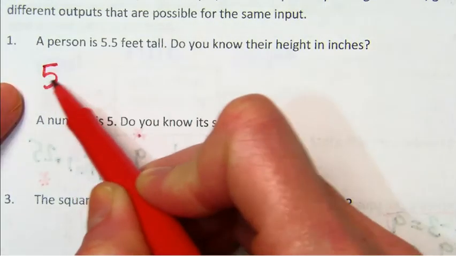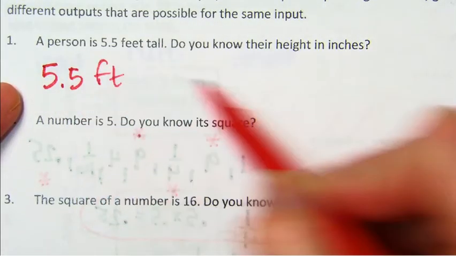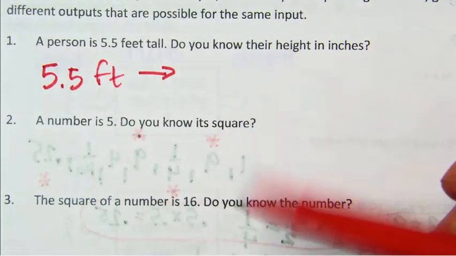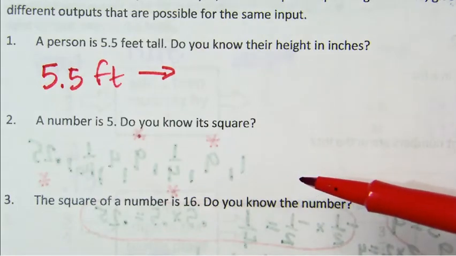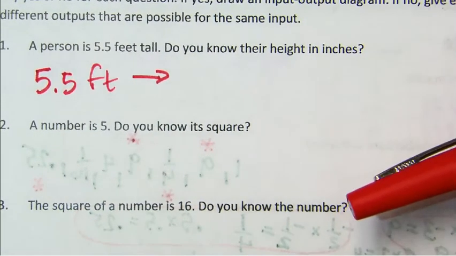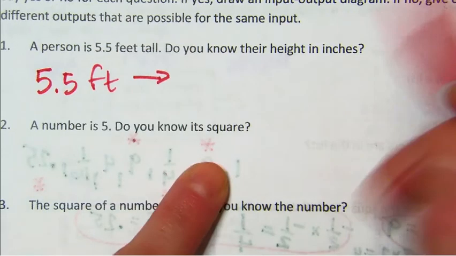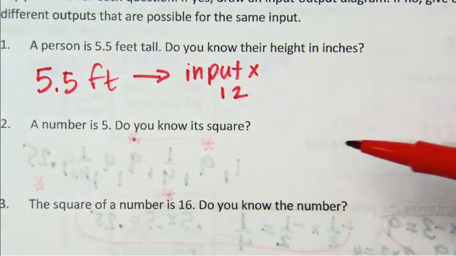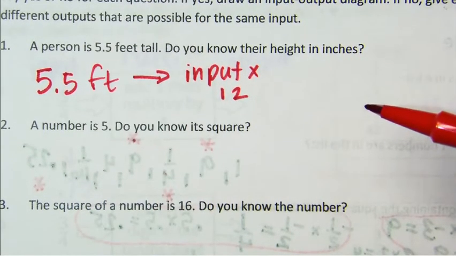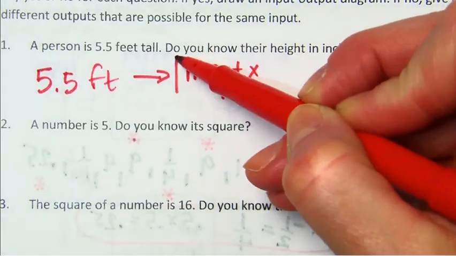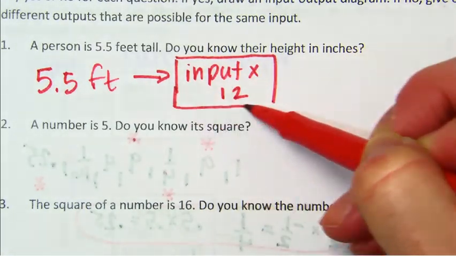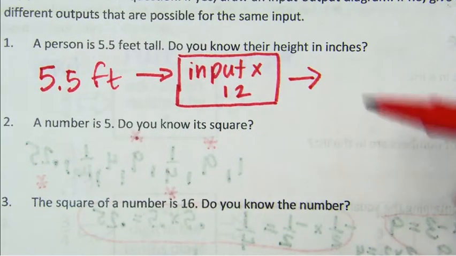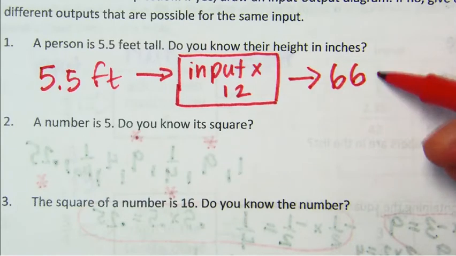We're going to draw a little machine. So if you have 5.5 feet, draw a little arrow. We're going to write the rule and put it in a box like our input machines. So we know that if you take the feet and you times by 12, you get the inches. So we're going to say input times 12. And the reason I didn't write 5.5 is because I want to write just a general rule. So input times 12. And if we multiply 5.5 times 12, you get 66 inches.